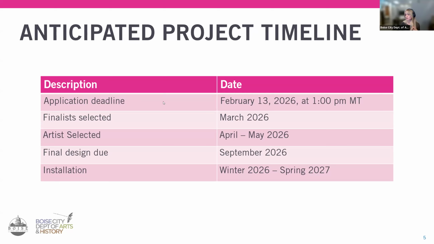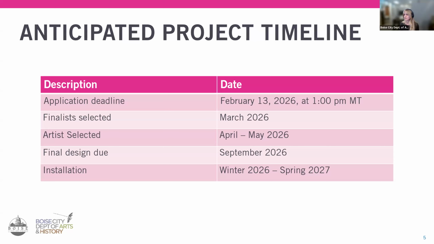That is about 2 weeks from now, February 13th. That's a Friday at 1 p.m. The reason the application deadline is at 1 p.m. is so that if something goes wrong, maybe it's 12:59 and you're about to hit submit, and then the clock changes and you don't get your application in, you can email me and we can talk about it.